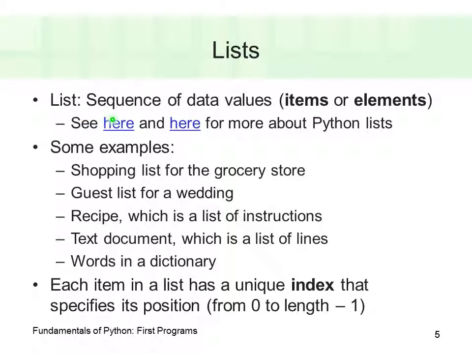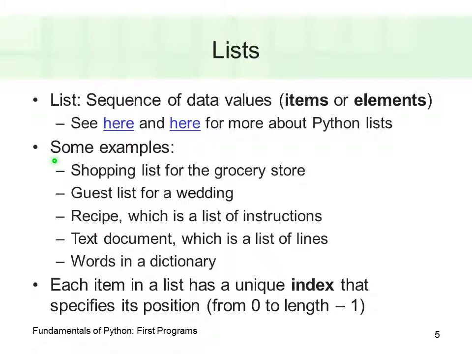A list, therefore, is a sequence of data values. Each value in the sequence, each value in the list, is referred to as a list item or a list element. I have some links here. If you're interested, you can check them out for more about Python lists.